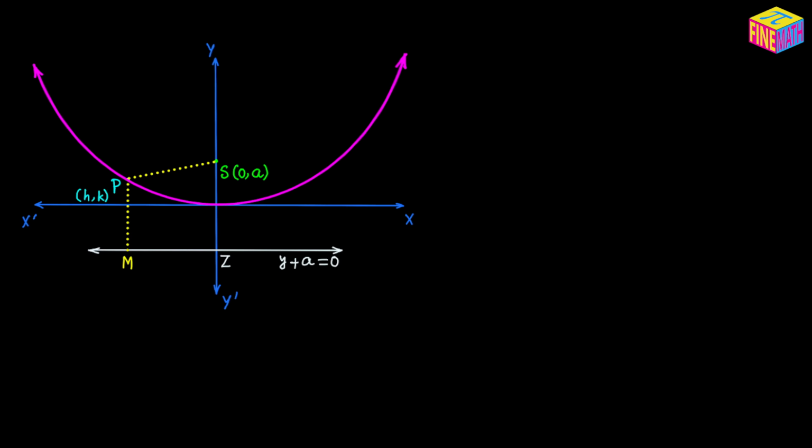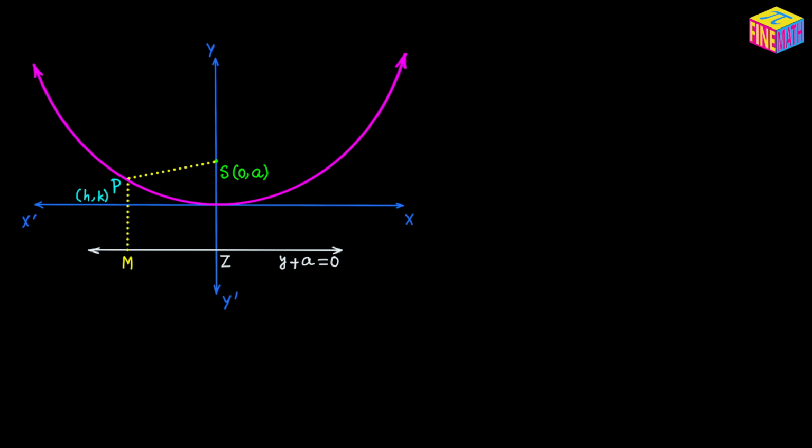Here I have a picture of the upward parabola. The focus is located on the y-axis, and in this case the directrix would be parallel to the x-axis, and the axis of the parabola is the y-axis itself. The location of the focus is at 0, a. A is the distance of the focus from the vertex, of course, and a is a positive number.